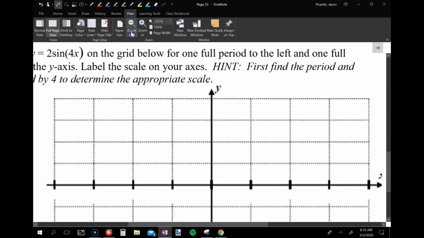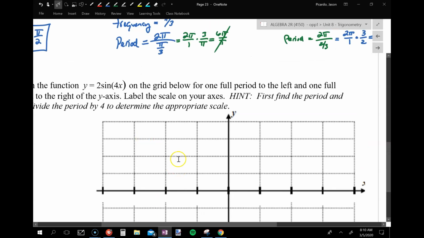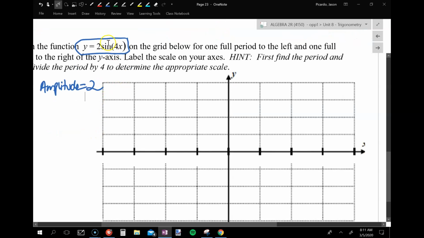So if I was to ask you to graph this without a calculator, what would we want to know? Well, the first thing is that the amplitude is 2. So when I graph this thing, I know I'm going to have an amplitude of 2, aren't I? What kind of curve is it? Well, it's a sine curve.